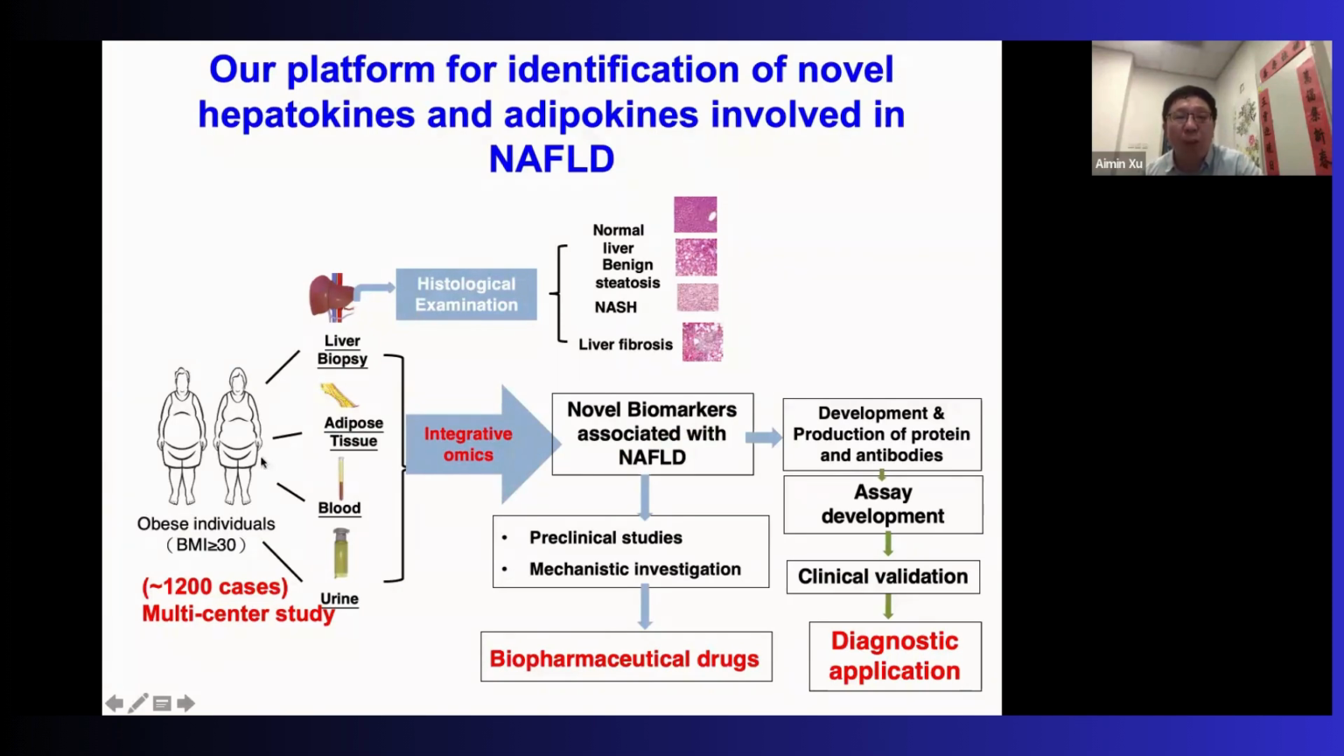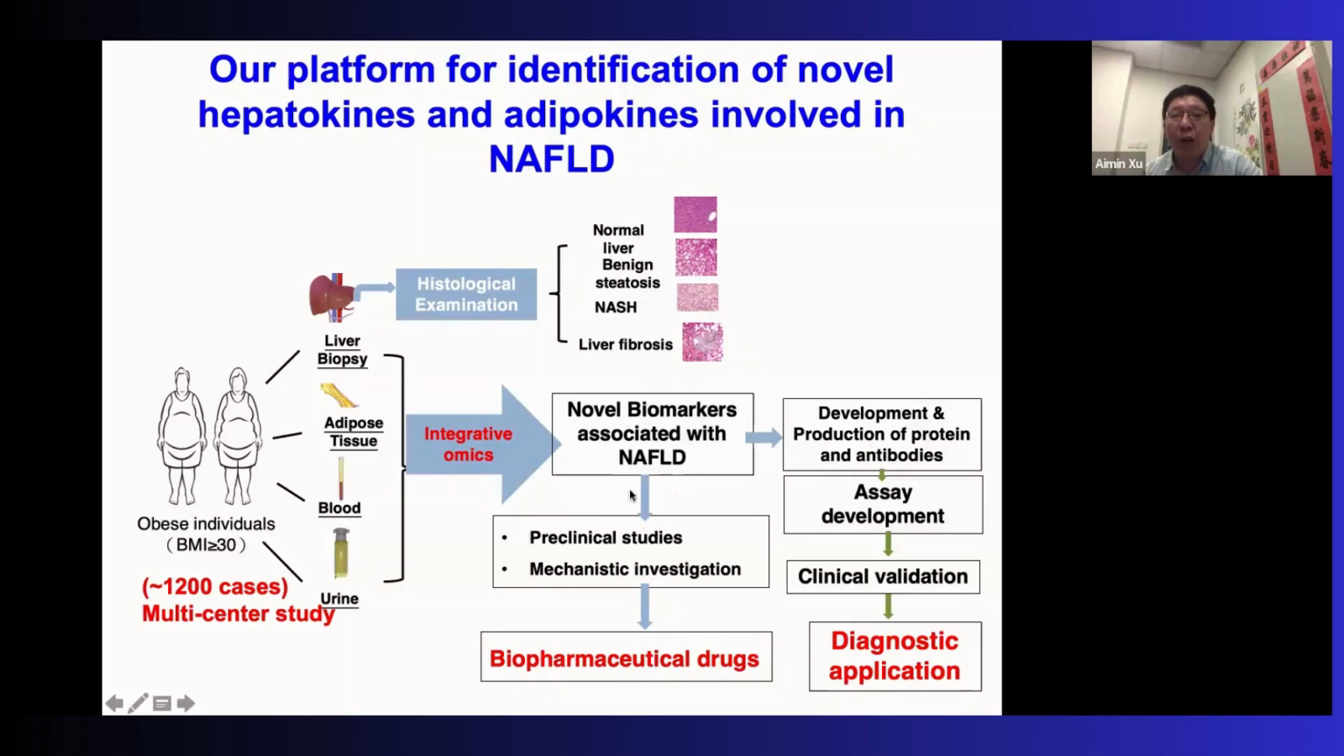Many years ago, we established a clinical cohort from bariatric surgery patients with around 1,200 cases from several centers in mainland China. We could obtain different tissues, including liver biopsy, adipose tissue, and blood. On the one hand, we did a comprehensive histological evaluation of the liver histology, spanning normal liver, borderline NASH, steatosis, NASH, and liver fibrosis. Then we did a comprehensive omics-based analysis to find biomarkers, mainly protein biomarkers, associated with different stages of MAFLD.